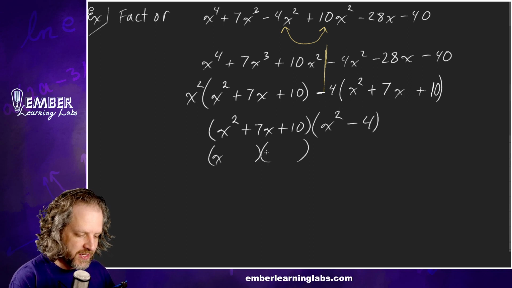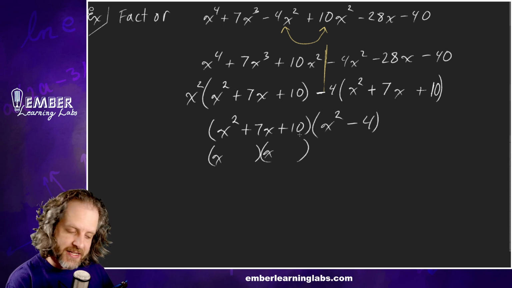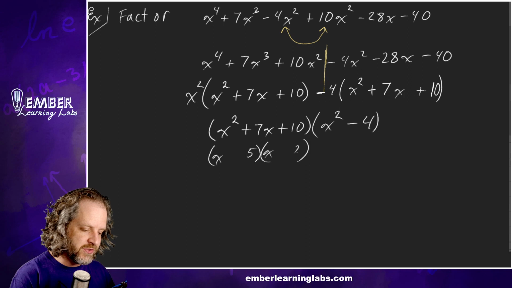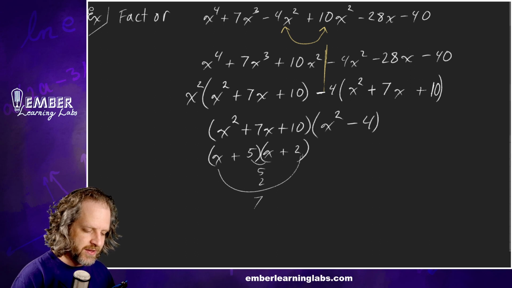First slot, x and x. What's two things that multiply to get 10? So it could be 10 and 1, 5 and 2. Let's do 5 and 2. Can we add or subtract those to get 7? Yes, we can. Plus and plus.